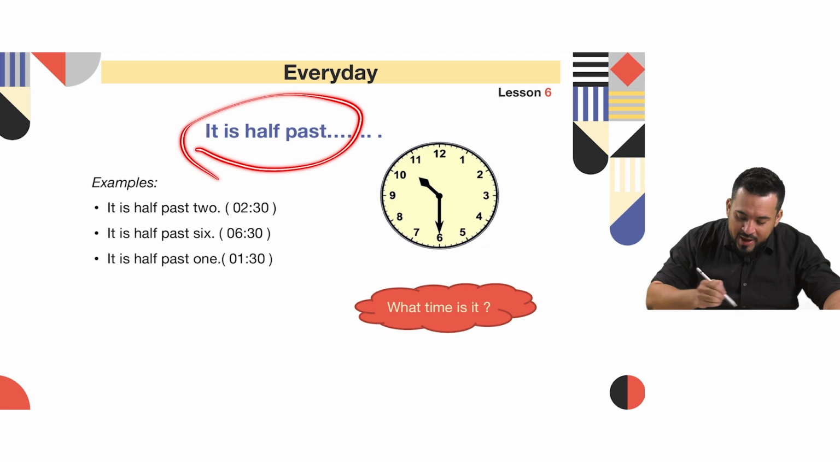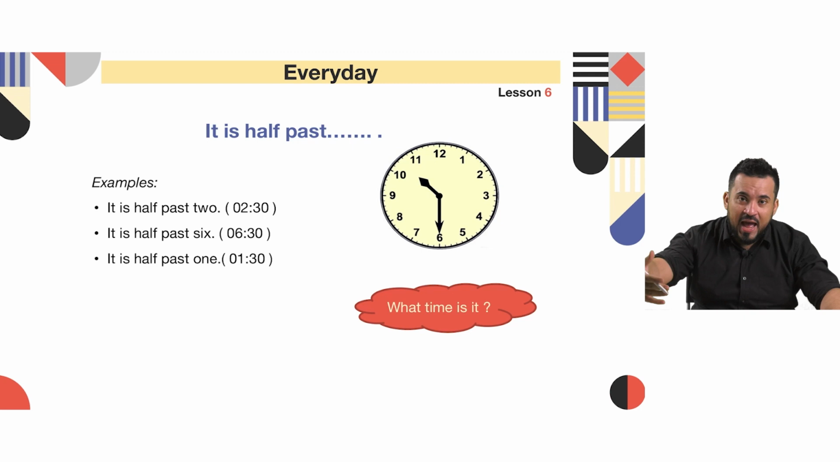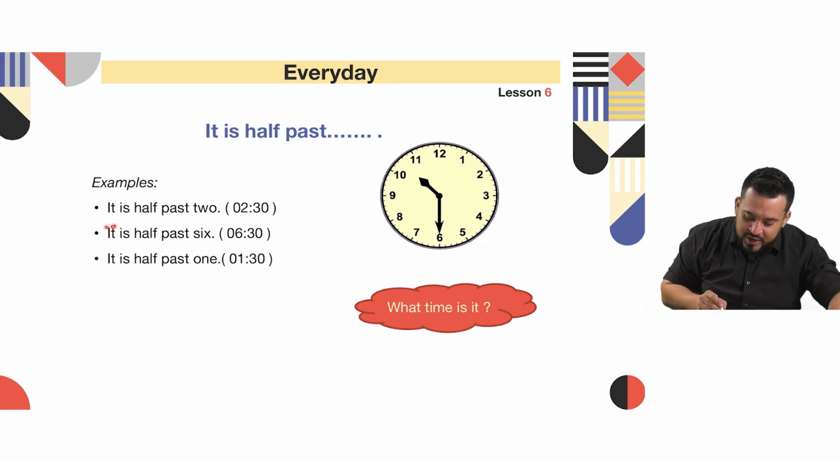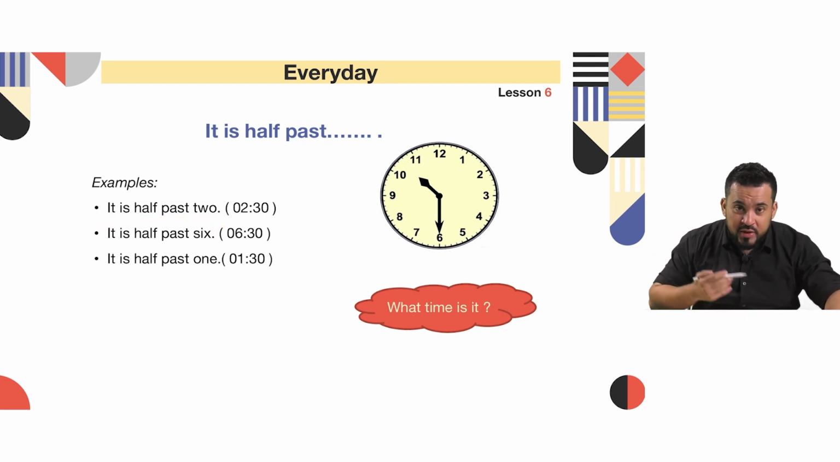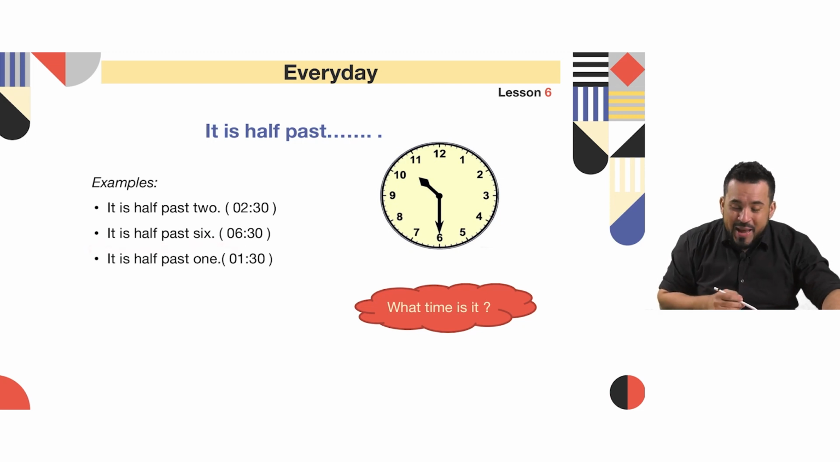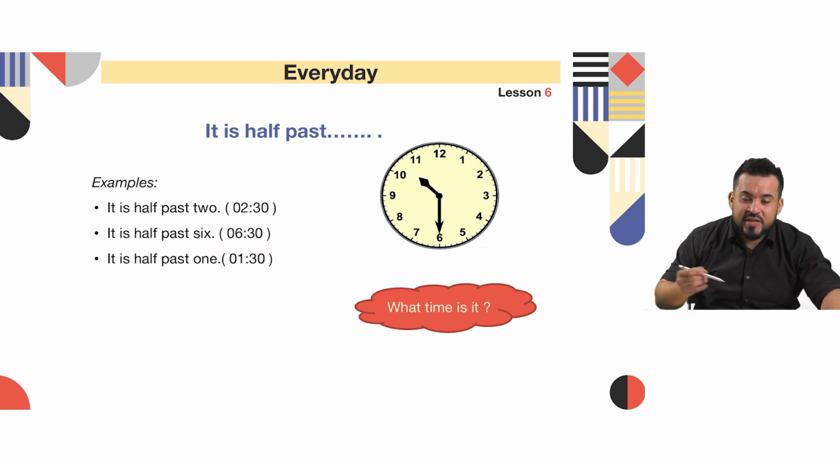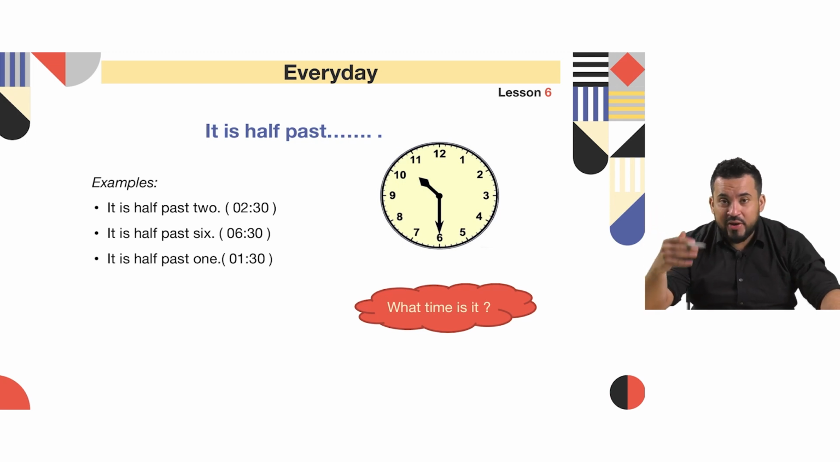We use half past. This is in British. Half past, it means 30 minutes after. So if you say it's half past two, that's British. In America, we say it's 2:30. If we say it's half past six, which is 30 minutes after 6, in the American way, they say 6:30. If you say it's half past one, which means 30 minutes after 1, American way, 1:30.